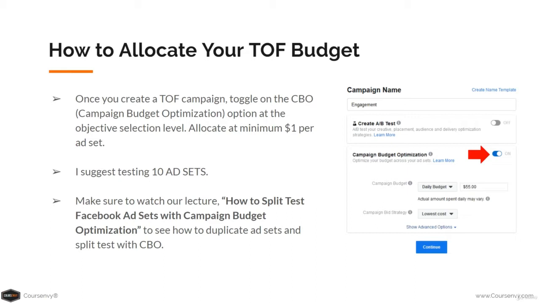So this is a single campaign, say a traffic objective, and then under that objective, there'll be 10 ad sets, and then the same dynamic creative ad under each one of those ad sets. So make sure to watch our lecture, How to Split Test Facebook Ad Sets with Campaign Budget Optimization, to see how to duplicate ad sets and split test with CBO.